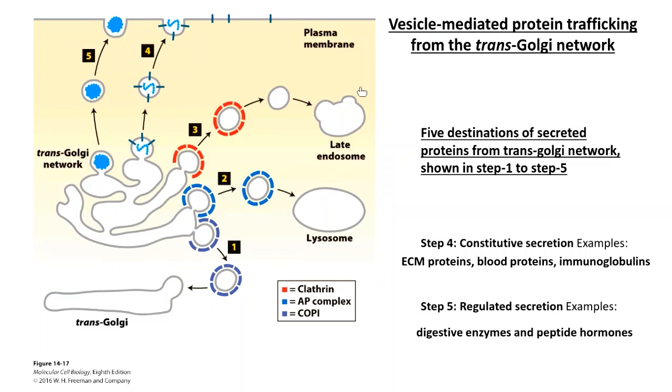Now, you may ask that if the proteins or the enzymes are supposed to go to the lysosome, why are they going to late endosome? Well, sometimes the lysosomal enzymes directly go to the lysosome, and sometimes the lysosomal enzymes go via late endosome. So the step that is missing here is from late endosome getting fused to lysosome.